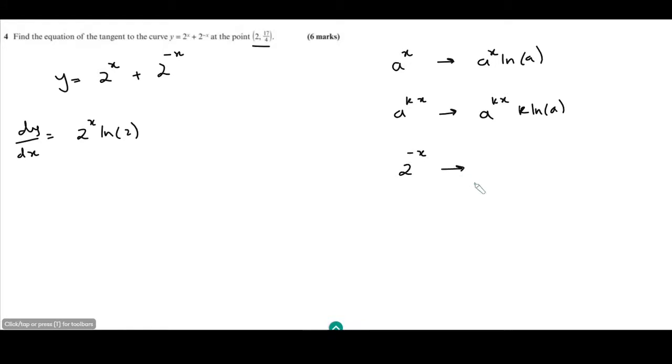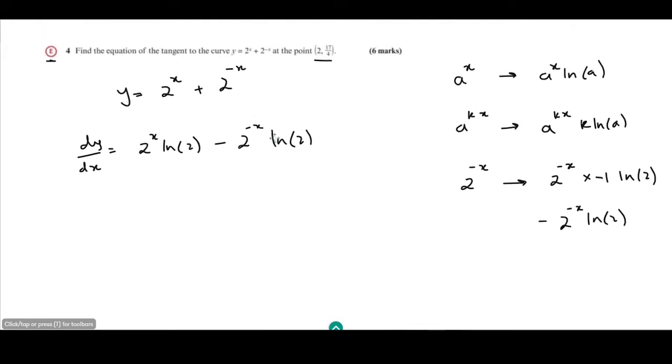And so the derivative of this would be still a to the kx, so 2 to the minus x, times k, which is minus 1, times ln of 2. So all in all, this is minus 2 to the minus x ln 2. Okay? So this is our derivative of the curve.